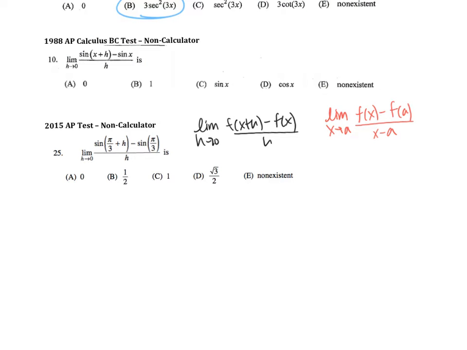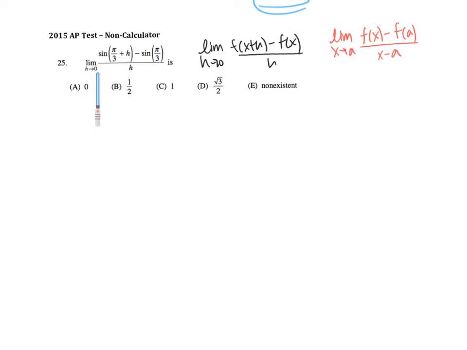Okay, on 10, we're going to do the same thing. We need to extract the function and find the derivative of it. Again, they've used this definition of the derivative. Therefore, the function is sine. Don't be confused with the negative. That's just part of the formal definition. So my function is sine. The derivative of sine is cosine.